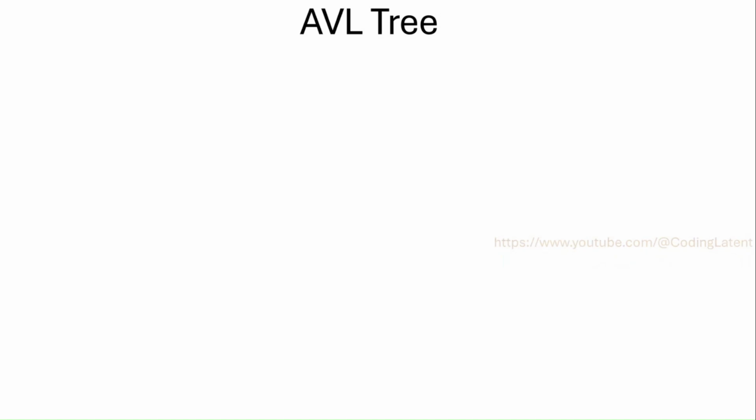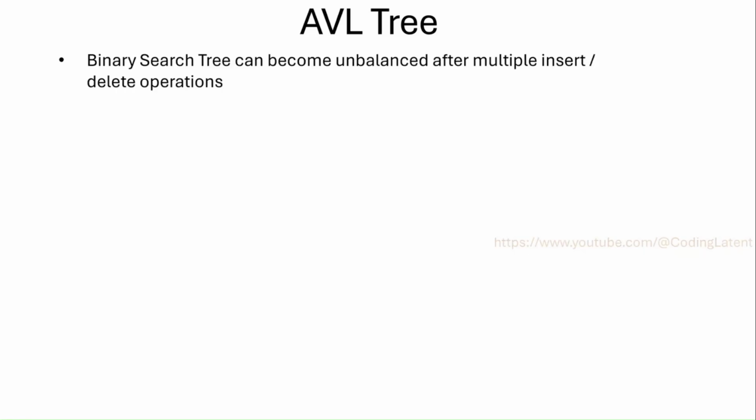In our previous videos, we covered binary trees and binary search trees. We understood how a binary search tree works. Basically, for each node, the smaller values are added to the left side of that node and greater values are added to the right side of that node.